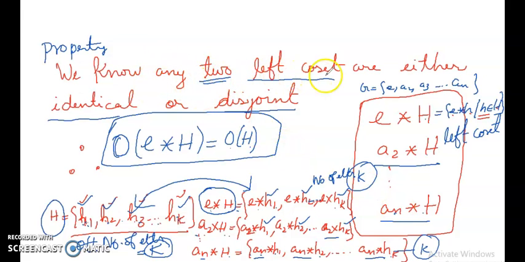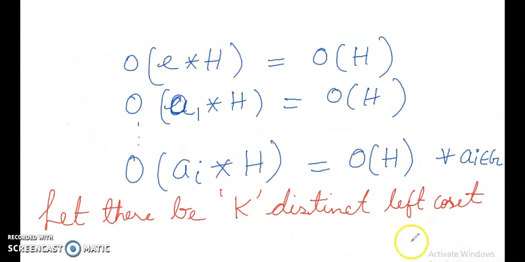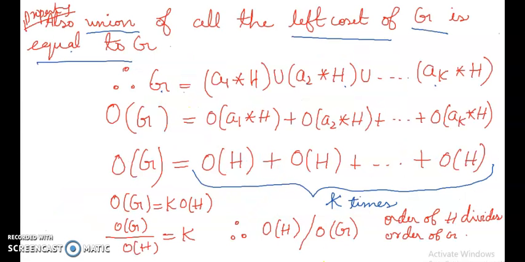We know any two left cosets are either identical or disjoint. So now let us assume there are k distinct left cosets. So we can take E to Ak. Let me give some more explanation. We have the property that the union of all the distinct left cosets of G is equal to G.